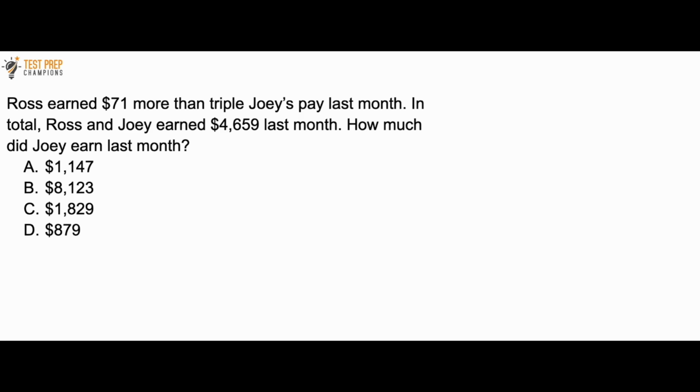Okay, so let's go over the answer now. There are a couple different ways to approach this question. Here's how I want to approach it. I'm going to start by taking the piece of information that tells us Ross earned 71 more than triple Joey's pay last month. So I'm going to write the equation R equals 71 plus 3J.